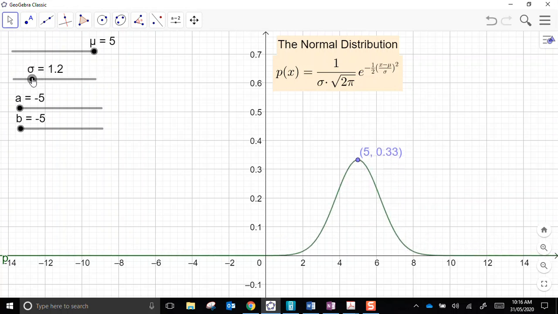Now let's have something like 1.5, and that's good. Mean of 5, standard deviation 1.5. Now you're probably wondering what these other values here, A and B, are. As with any probability density function, we can find the probability of events lying between two values, an upper and lower value A and B, by integrating the function.